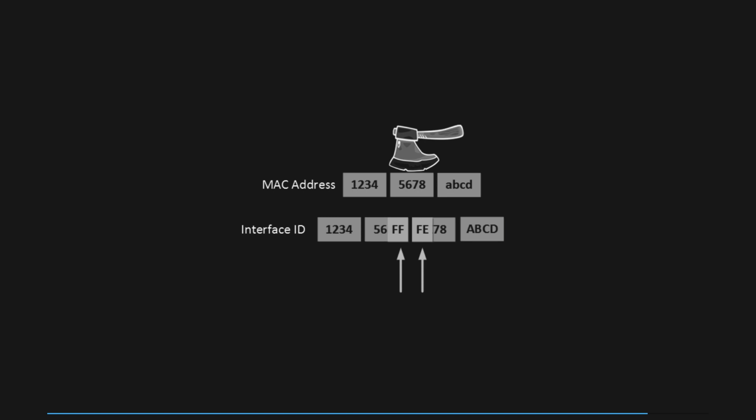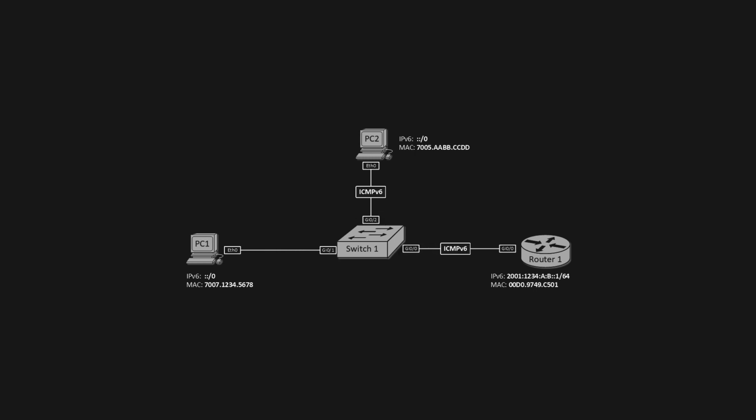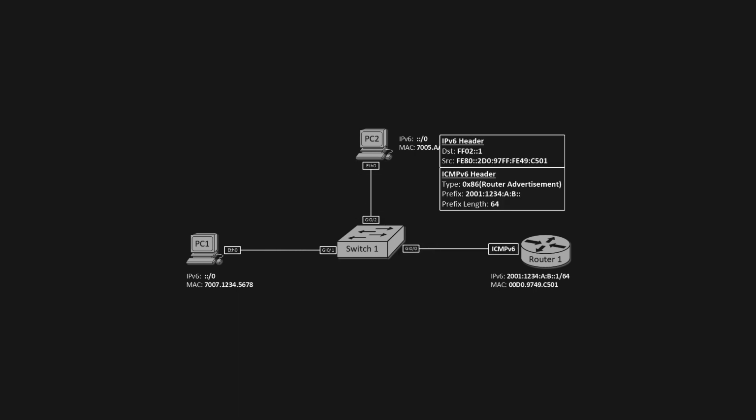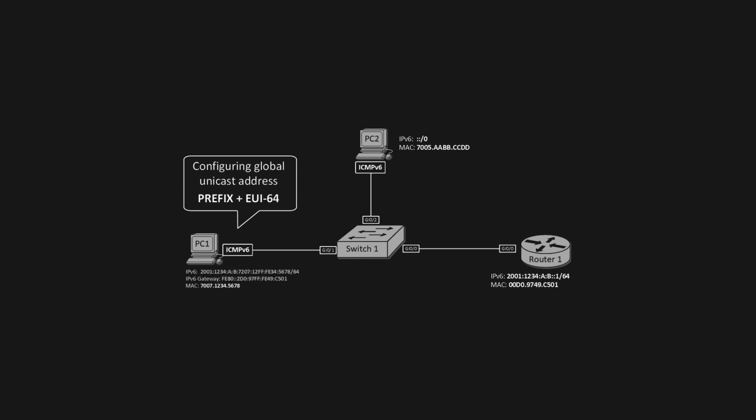In this case, the MAC address is divided into two 3-byte halves, 1234:56 and 78:AB:CD. The hexadecimal value FFFE is inserted between the halves, resulting in 1234:56FF:FE78:ABCD. Stateless Address Auto-configuration, SLAAC, is one of the methods used for dynamic configuration of IPv6 addresses. With SLAAC, a host learns the /64 prefix dynamically through the IPv6 Neighbor Discovery Protocol, NDP, and calculates the rest of its address using the EUI64 method.